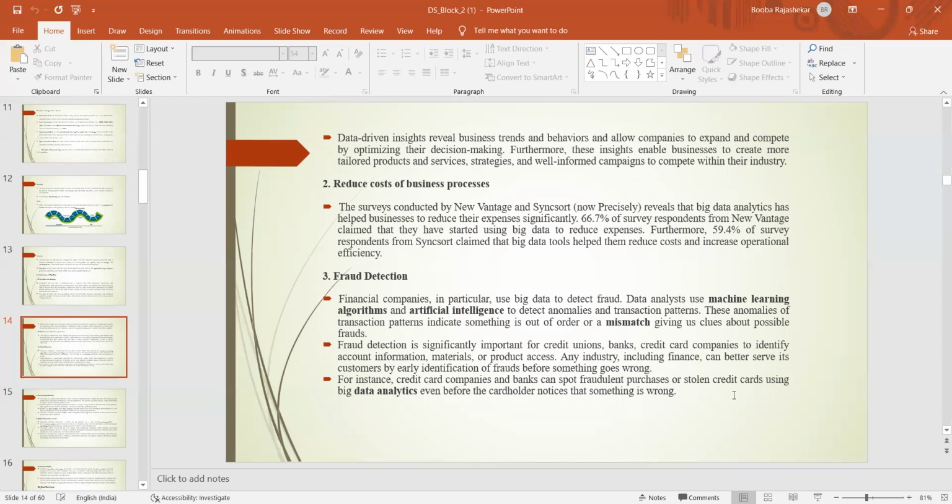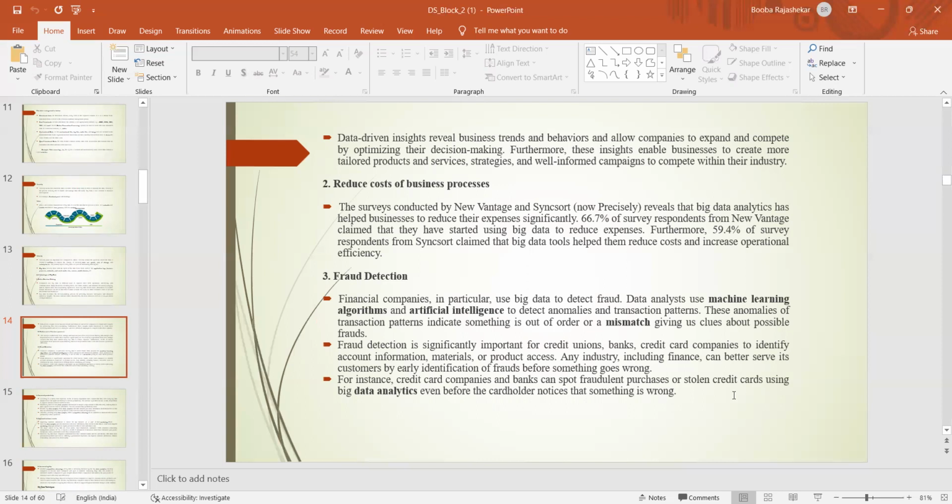The surveys conducted by NewVantage and Syncsort reveal the data. Big data analytics has helped businesses reduce expenses significantly. So 66.7% of survey respondents represent NewVantage clients. They have started using big data to reduce expenses.